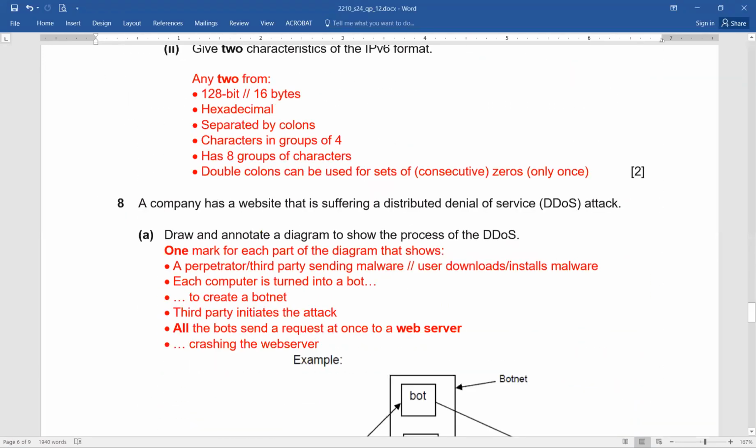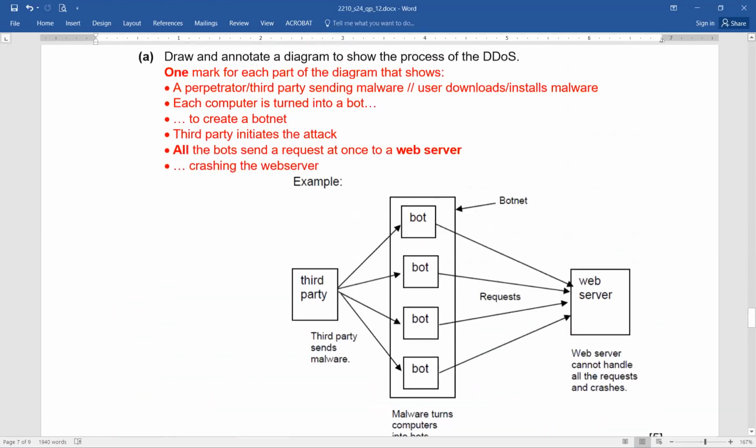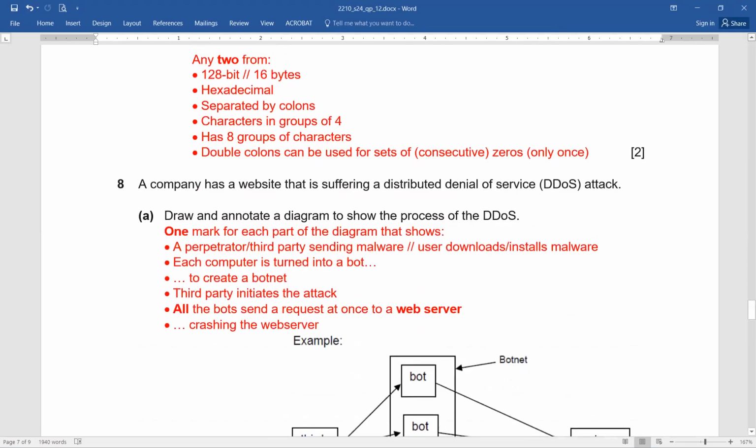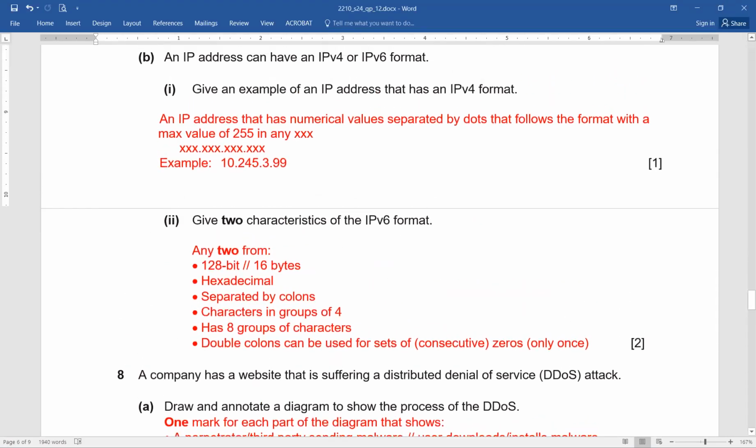An IP address can have an IPv4 or IPv6 format. Part 1, give an example of an IP address that has an IPv4 format. So if you can recall, an IP address that has 4 values and the maximum is 255. So any example will be okay.